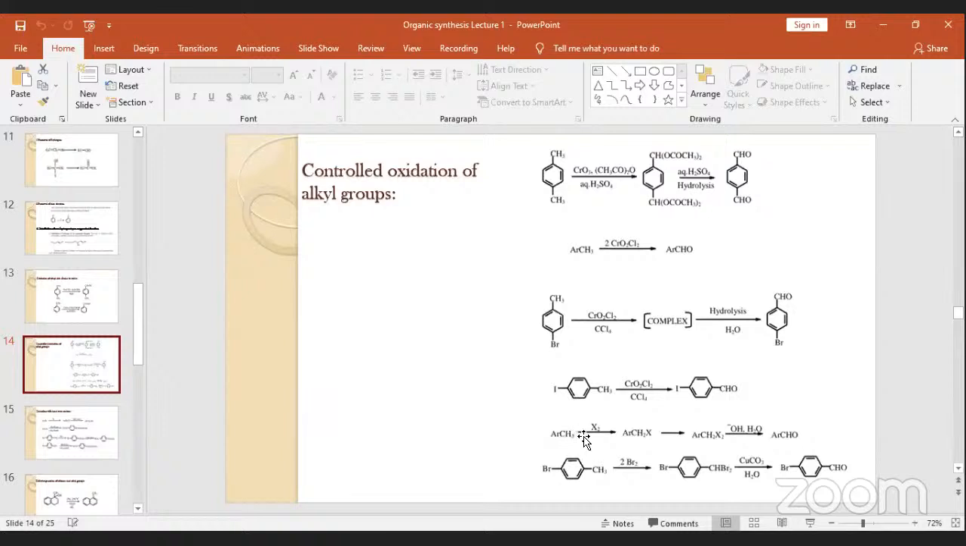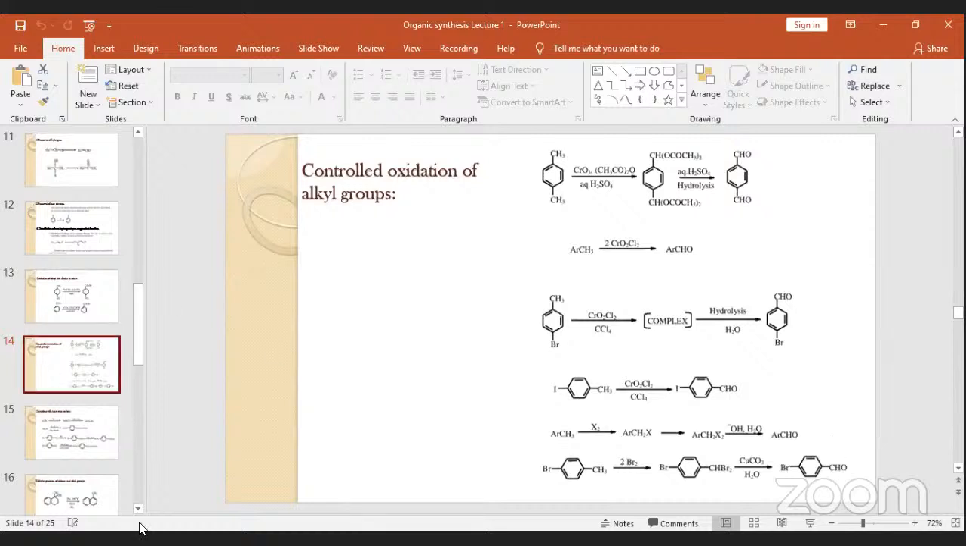You have to do ArCH3, so you will get a monohalo derivative. For example, if it is toluene, you can get benzyl halide and dihalomethyl benzene, and this can be hydrolyzed to give you a dihydroxy compound as an intermediate, which will undergo dehydration to give you the corresponding aldehyde. Similarly, here I am taking para-bromotoluene, and you will get 4-bromobenzaldehyde.